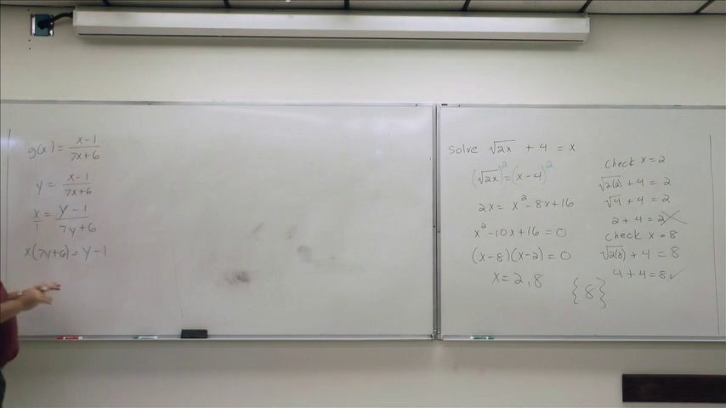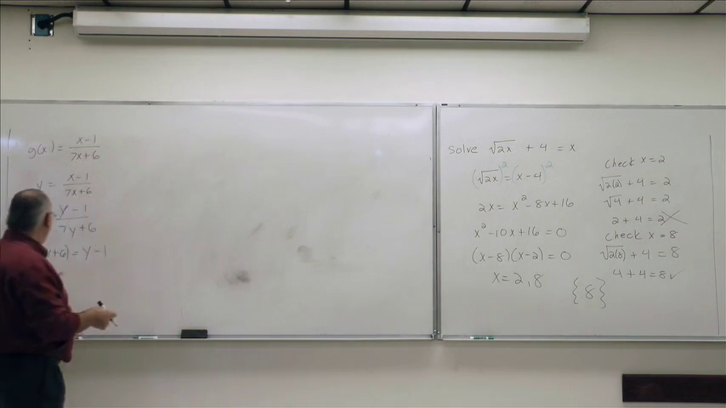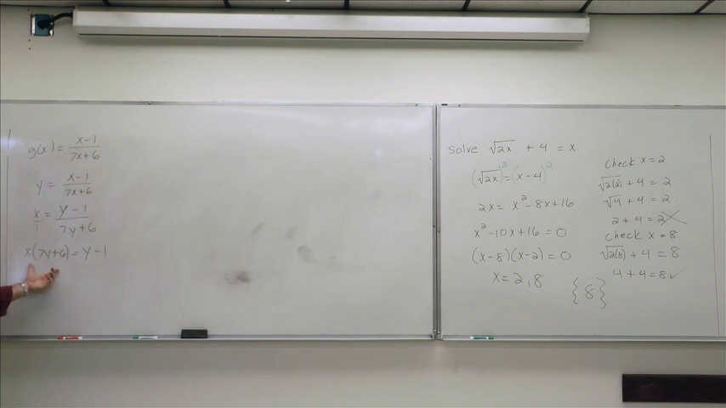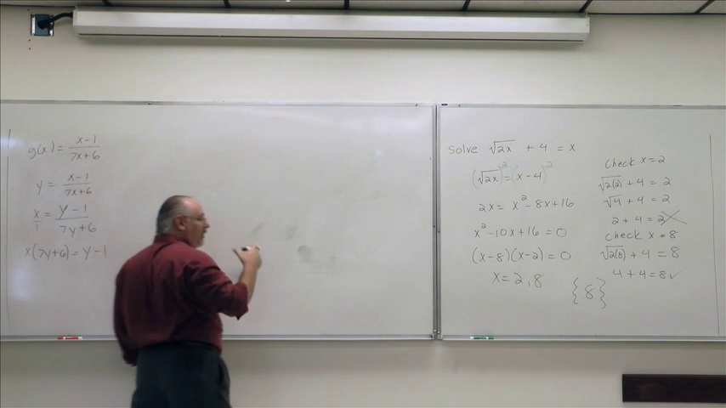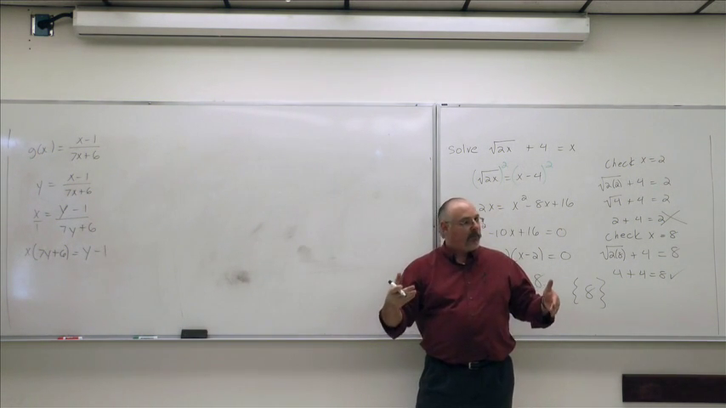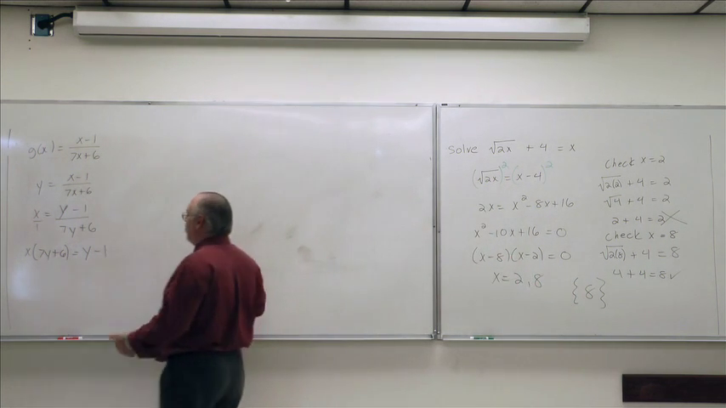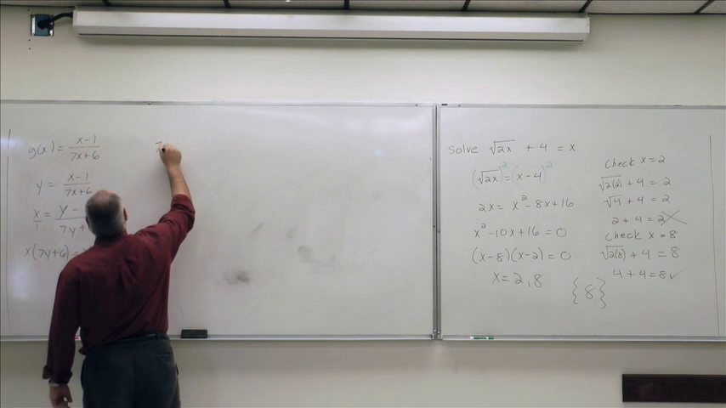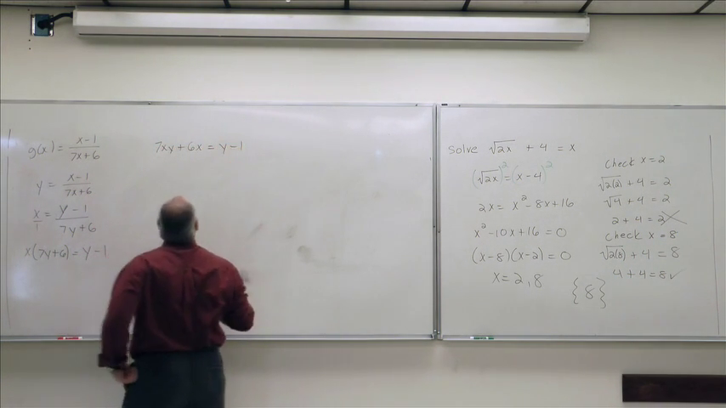All right, so that's why I say get all the y's on one side, everything without a y on another. So what are we going to have to do here on the left-hand side? Distribute. This is common. Once you get through a college algebra course, you should be used to this procedure, because you're going to see it a lot more if you take pre-calculus. So you end up with 7xy plus 6x equals y minus 1.